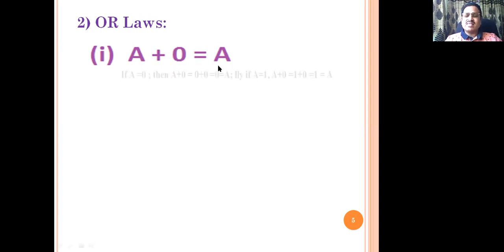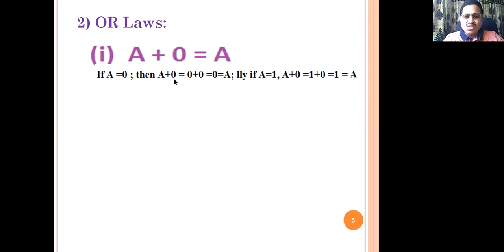Let's verify this with combinations of A. Assume A equals 0, then on the left hand side of the equation A or 0, replace A by 0: 0 or 0 will be equal to what? Again 0 by the OR gate. So that equals the assumed value of A. Similarly, if you have A as 1, then replace left hand side A or 0, A by 1: 1 or 0 by the OR gate equals 1, meaning again A. Is this clear?